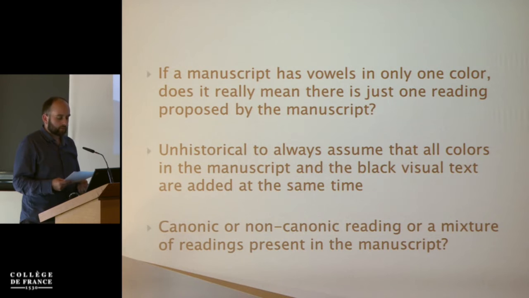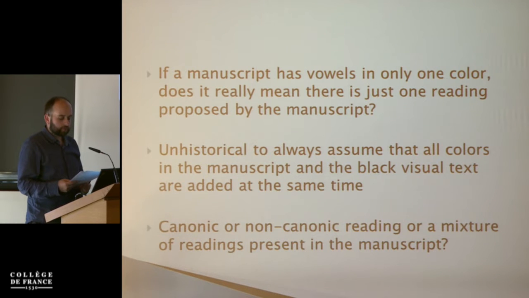In theory, it could even be regarded as unclear if the visual text in black ink and the vowels marked in a specific color forming the primary reading, which in the Fusṭāṭ manuscripts is in general the color red, really express the same reading, or if the writer of the black visual text had one reading in mind and a later hand added vowels in another reading.